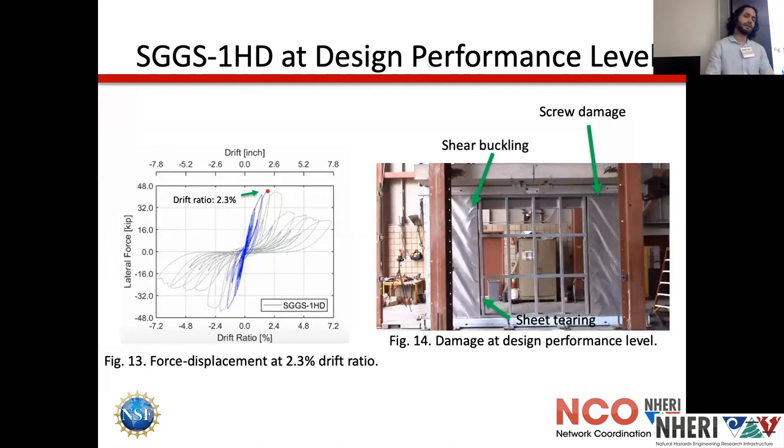In the elastic and quasi-elastic region, the specimen was behaving linearly, or essentially linearly again, therefore there was very small damage occurring in the specimen. At the design performance level, we can observe shear buckling occurring in the steel sheet. We also observe some sheet damage here in the corner and some screw damage here in the top corner.